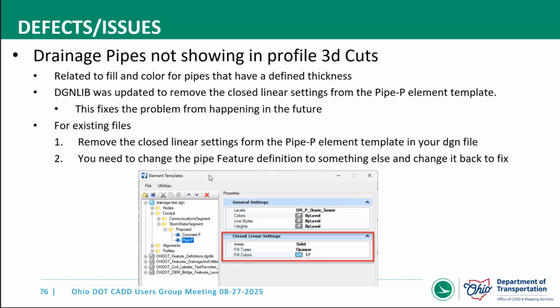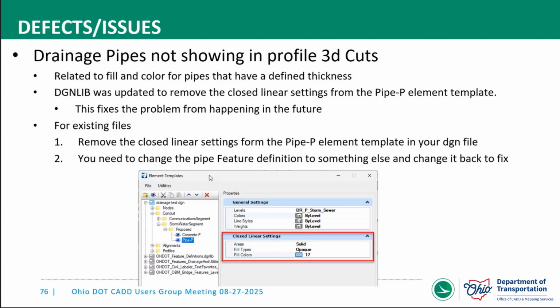All right, I'm getting too in the weeds. But to fix this problem happening in the future, I have removed the closed linear settings from the DGenLib, and it has already been pushed out. So moving forward, you should not have a problem with your 3D cuts in your profiles not showing the pipe. You make a 3D cut, crossing pipe should show up if it's there. So moving forward, that won't be a problem.